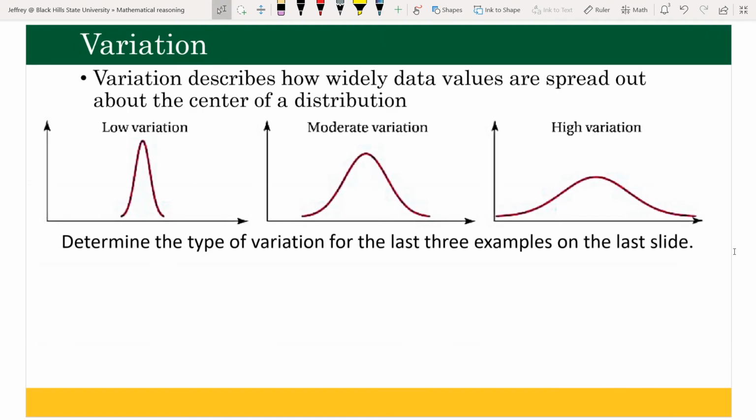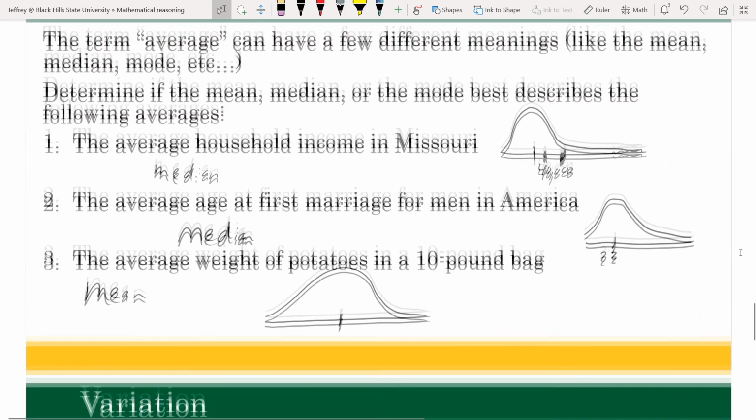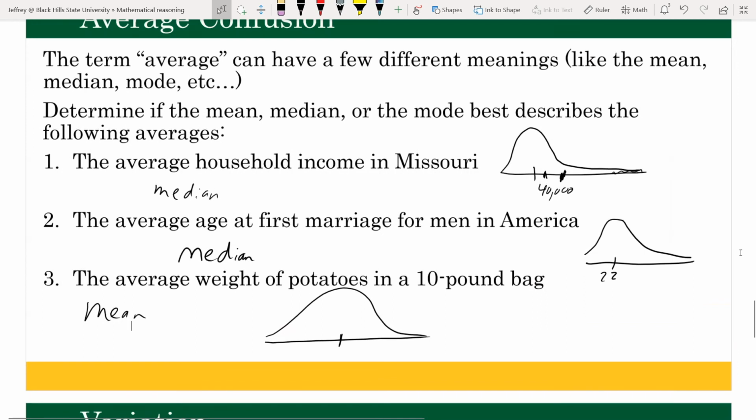Another way we can look at the distribution is looking at its variation. So how much spread is there in the data set? So we can have low variation, moderate variation, or high variation. So if we're to look at the last 3 examples, I would say that maybe if this is like 80, for example, and this is 100,000, I would say the spread of the Missouri example would be much higher than the spread in the marriage example.